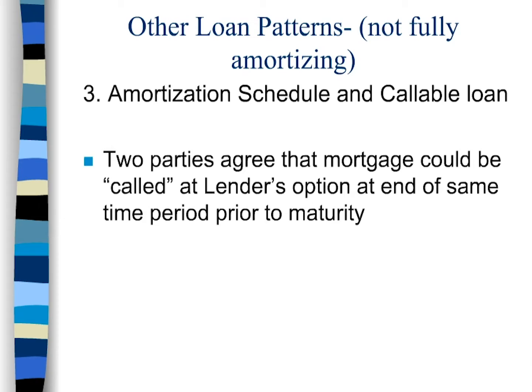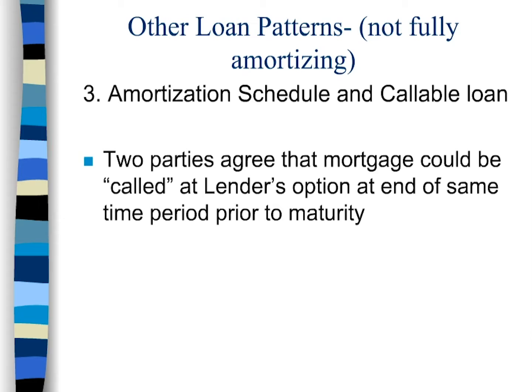This other one we really just threw in to show there's any kind of structure you can come up with that we could think of. If you could sell it, you can get people to make it popular. And for example, they have the amortization schedule or the callable loan.